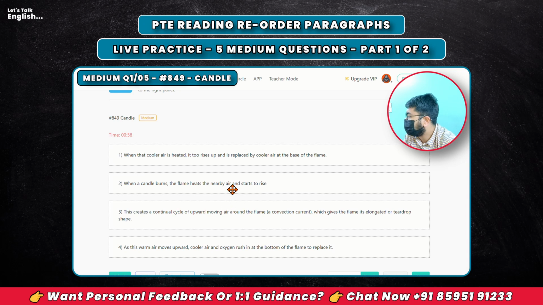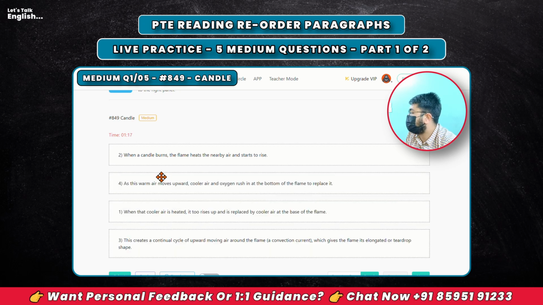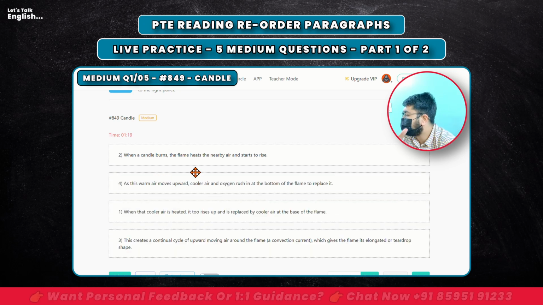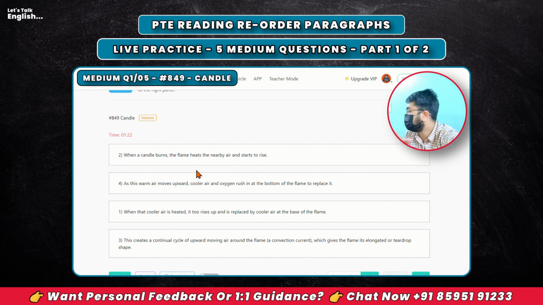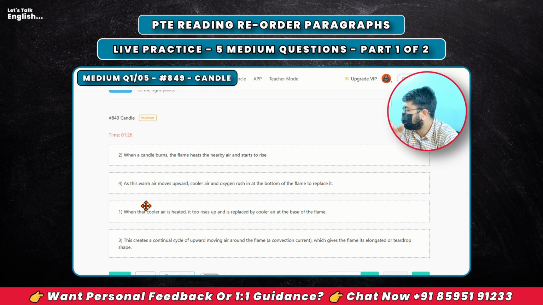So I'll start with, yes, when a candle burns, because it's the starting of the event. That's why I'm using when a candle burns. The flame heats the nearby air and it starts to rise. The second sentence ends with the heating of the air, and the fourth sentence also starts with the warm air. So they are directly connected. Second and fourth make a great pair.